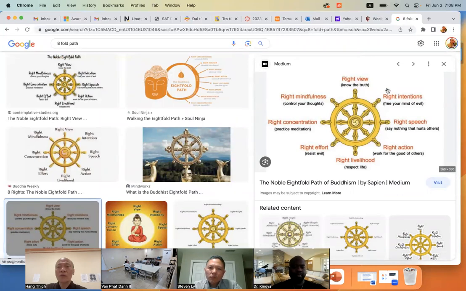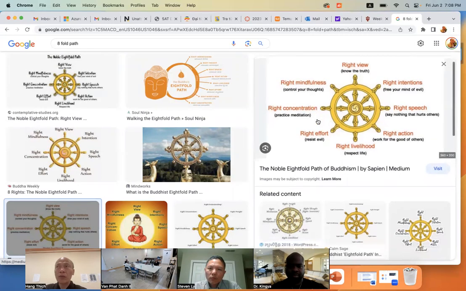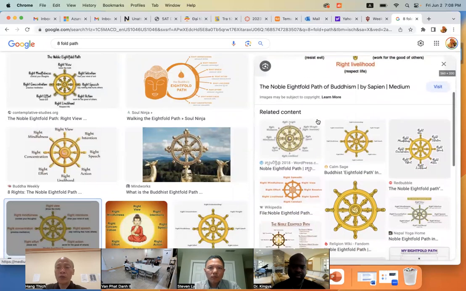So up here, right view, and the next one, right intention. This is related to wisdom. And right speech, right action, right livelihood is related to morality. And right effort, right concentration, right mindfulness is related to meditation. So it's broken down in the middle, breaking into three.